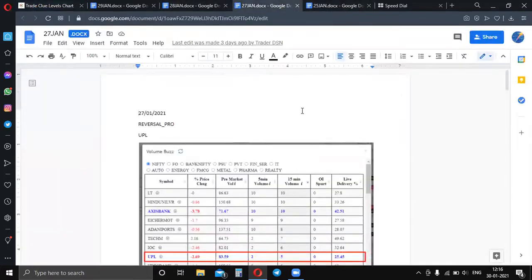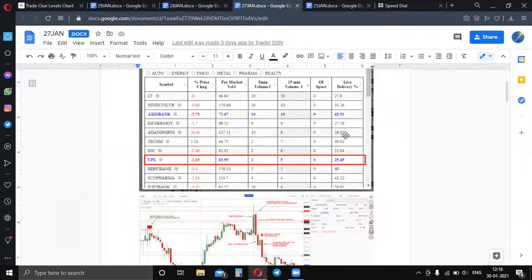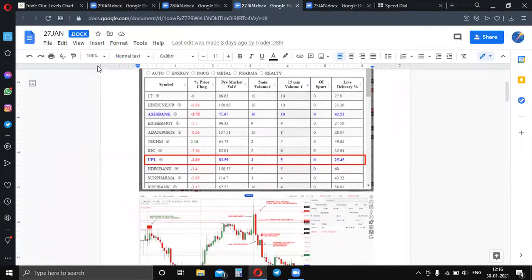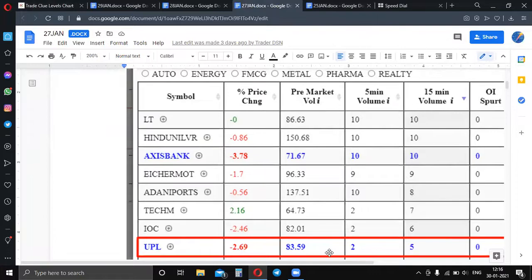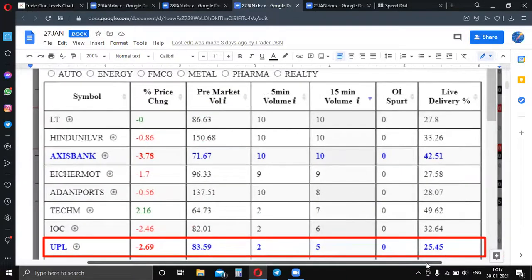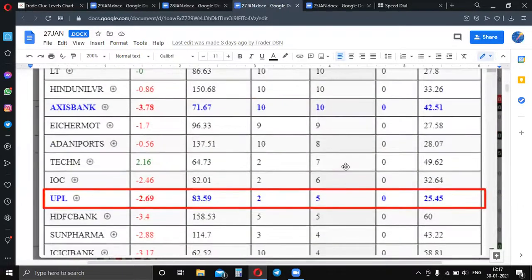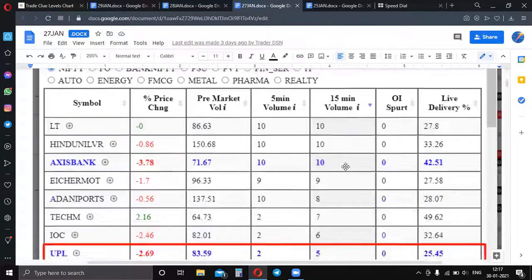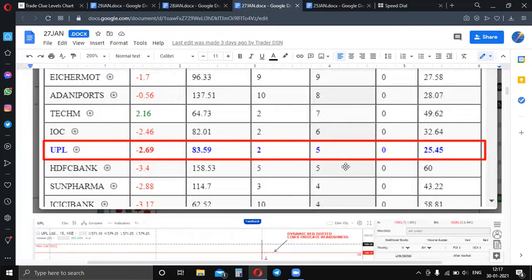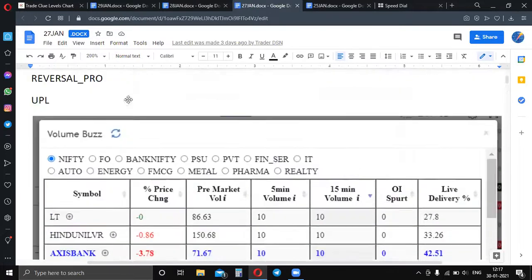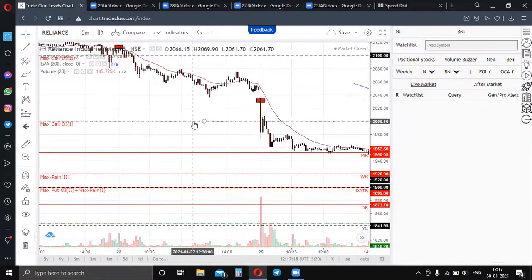Let's move to this 27th. So on the 27th, we were having UPL. What was the story with UPL? UPL was having a very good pre-open, and then it was having little 5 and 15-minute volumes as well. Now what to understand in UPL's chart? Let's go on UPL.